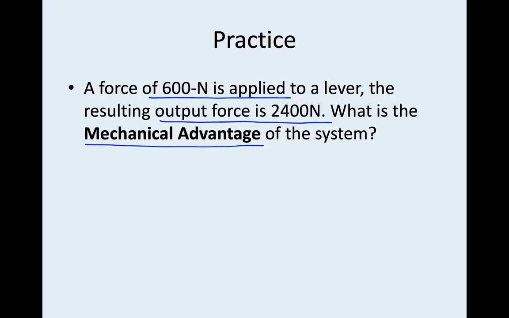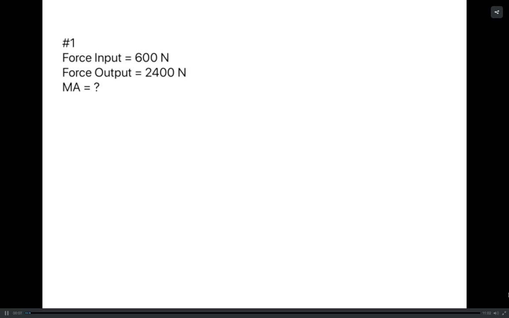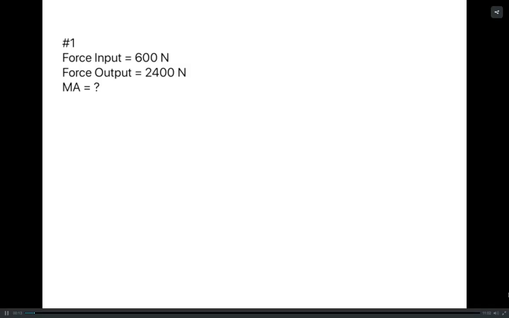Okay, so let's do that. Let's look at that first question. The force of 600 newtons is our input force. That is the force that they're applying to our little lever. The output force is 2,400 newtons. And I need to find the mechanical advantage.